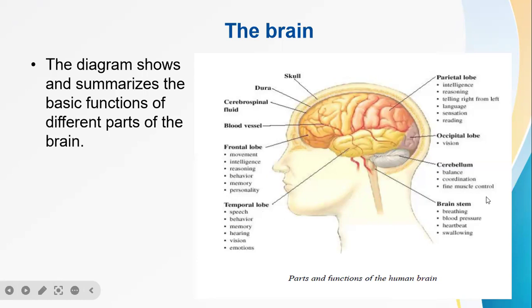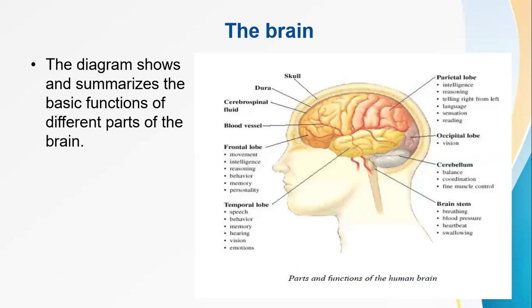While the brainstem is the one that controls the breathing, blood pressure, heartbeat, and the swallowing. While the cerebellum is the one that is responsible for the balance, coordination, and fine muscle control. While the occipital lobe is the one that is responsible for the vision, and the last one is the parietal lobe, that is responsible for the intelligence, reasoning, telling right from left, language, sensation, and reading. While the other remaining parts are the ones that cover up the brain: the skull, the cerebrospinal fluid, and the blood vessels.